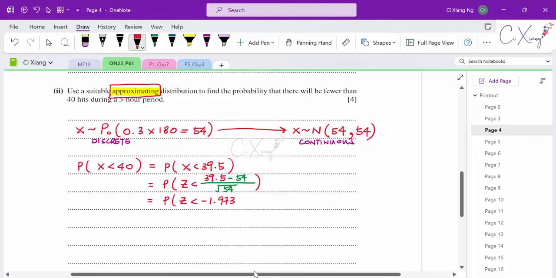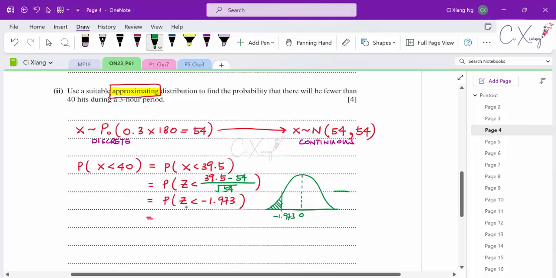So please kindly take your value of Z up to 3 decimal places when you want to find the value from the table later, so that we can get the most accurate answer from the table. Again, we are looking for Z smaller than negative 1.973. This is 0, so negative 1.973 is here. They are saying smaller than negative 1.973, so this is the area that I want to find.